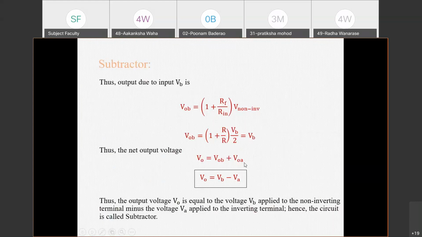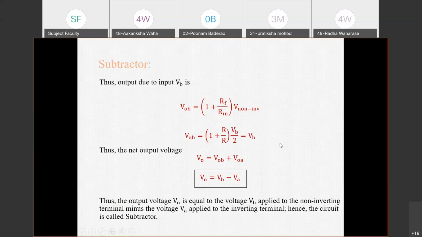But VOA and VOB are not your final or net output. These were individual outputs due to individual inputs. So in order to calculate the net output voltage, you have to add them. The final net output voltage VO is nothing but the addition of the individual output voltages, and thus finally we got this expression as VB minus VA. So this is regarding the op-amp as a subtractor.